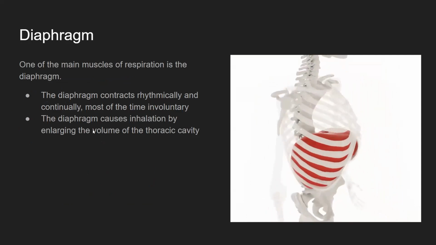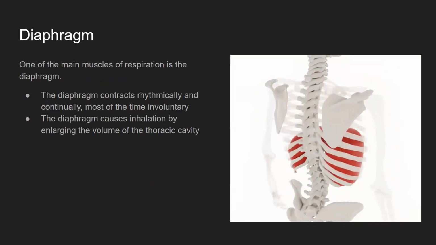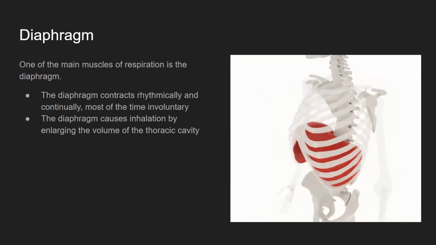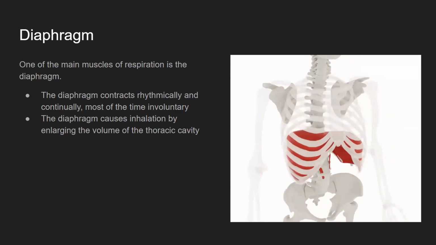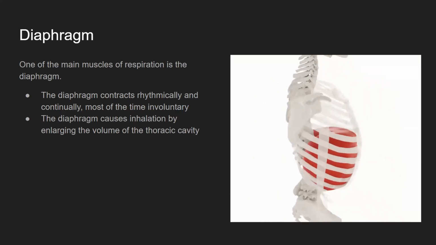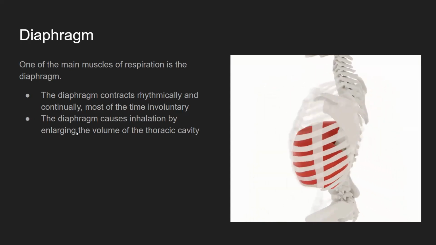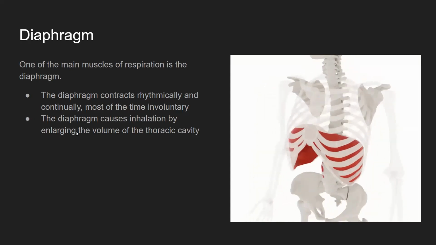Onto the diaphragm. One of the main muscles of respiration is the diaphragm. The diaphragm contracts rhythmically and continually, most of the time involuntarily. The diaphragm causes inhalation by enlarging the volume of the thoracic cavity.